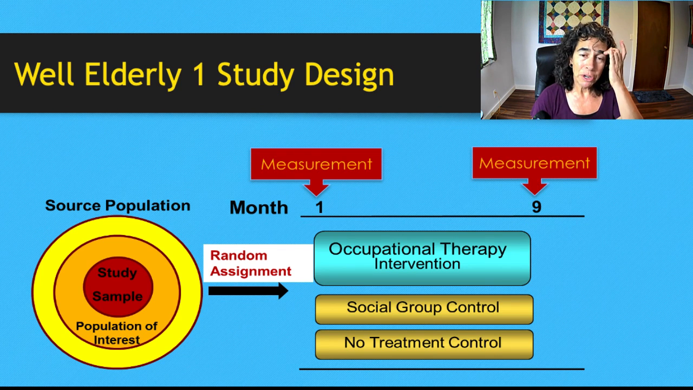They measured the effects of occupational therapy, social groups, and no treatment control at 1 month and 9 months. So a pretty long study. The OT group engaged in 2 hours a week of group OT, 38 sessions, and 9 hours of individual OT. The social group had 2.25 hours per week of activities to encourage social interaction.